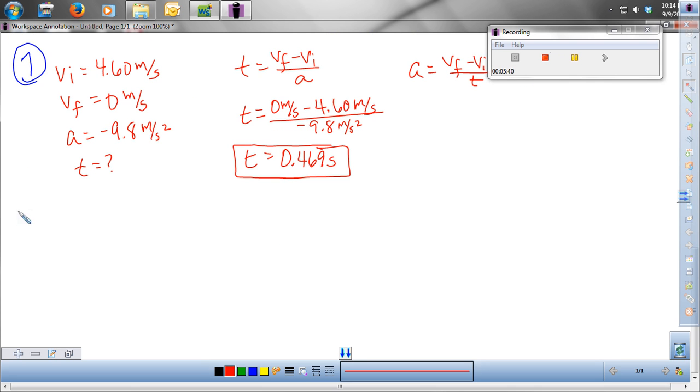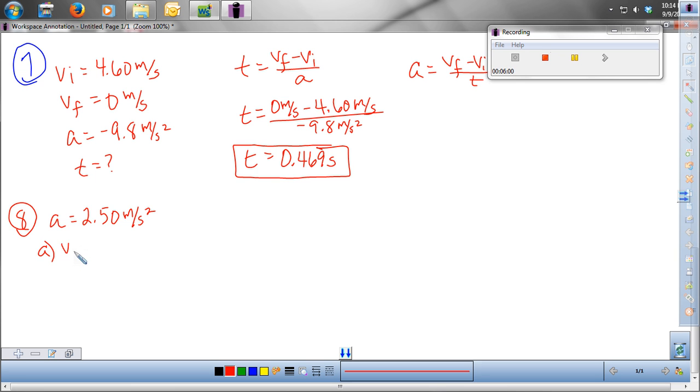Okay, question 8 has to do with a Volkswagen Beetle. The acceleration of the Beetle is 2.50 meters per second squared. Both the acceleration and the velocity of the VW point in the same direction. How much time is required to go from 21 to 31?